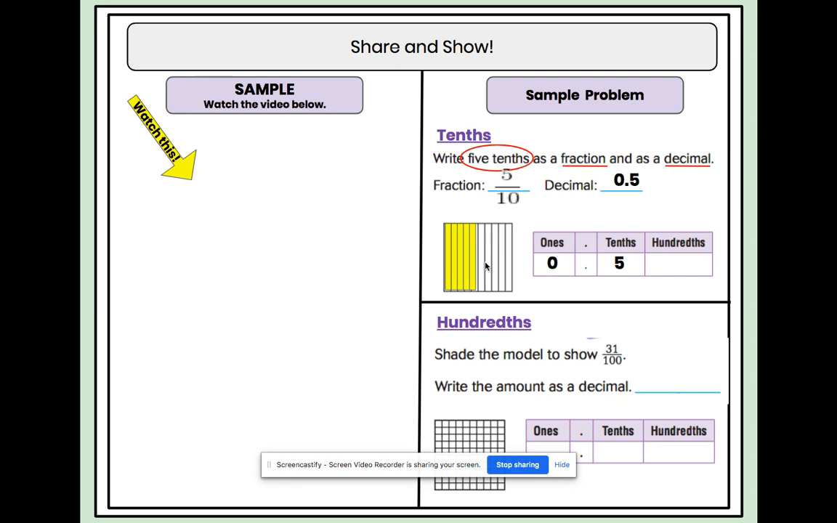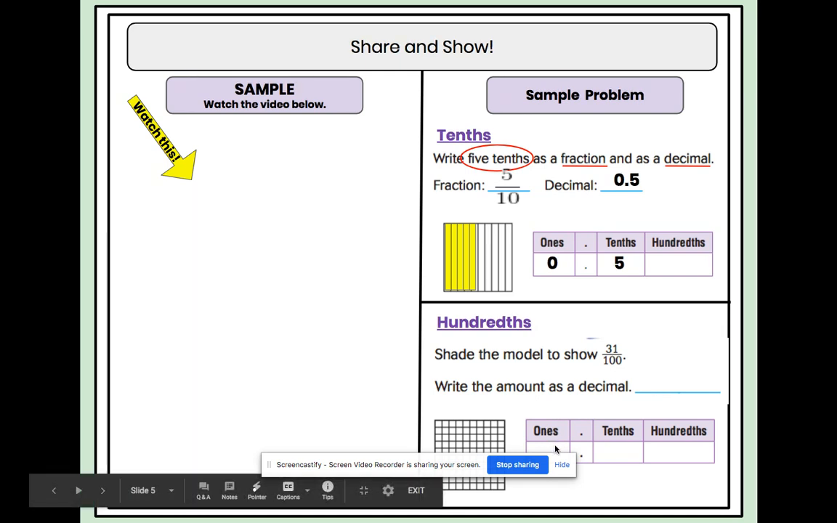If I come down here and look on the bottom, I'm going to be looking at my hundredths, and I want to shade the model to show 31 hundredths, and I'm going to write that as a decimal. So I already have it in fraction form. I'm going to convert it into a decimal form. I have my place value chart down below, which is my ones, my whole number. To the right of that is my decimal point, and then I'm showing tenths and hundredths.